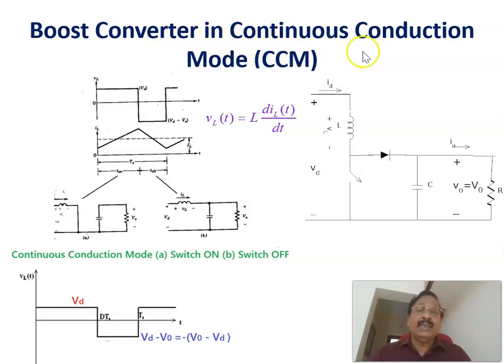Continuing with the boost converter in continuous conduction mode, or CCM. It is called CCM because the current through the inductor never goes to zero, and is always more than zero. In that case, we call it continuous conduction mode. Now, coming to the same circuit as already explained, at the input side there is an inductor, a switch and a diode, and of course a capacitor across the load. Therefore, this is the circuit diagram of a boost converter, and let us see the equivalent circuit corresponding to the two positions of the switch.